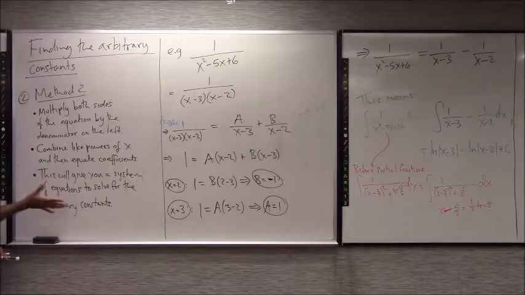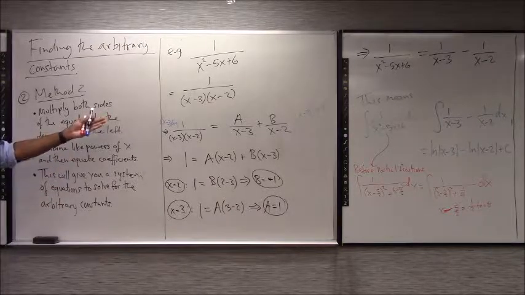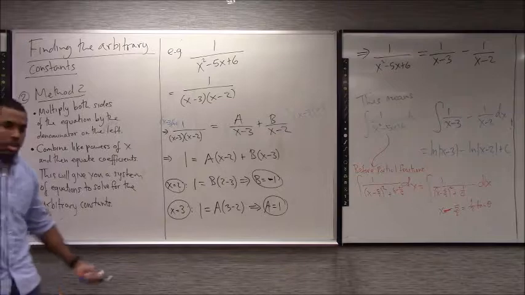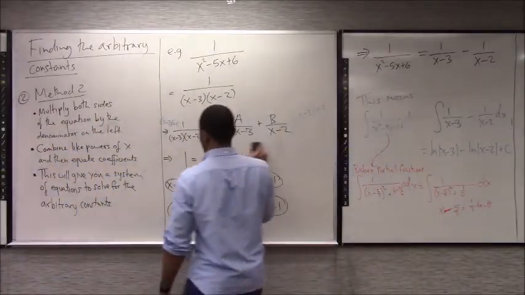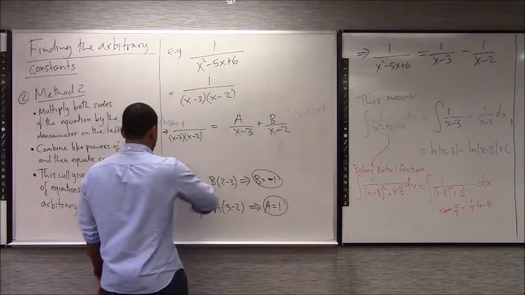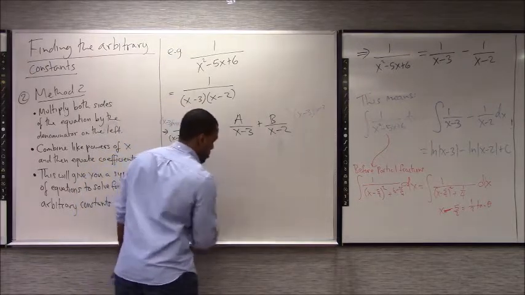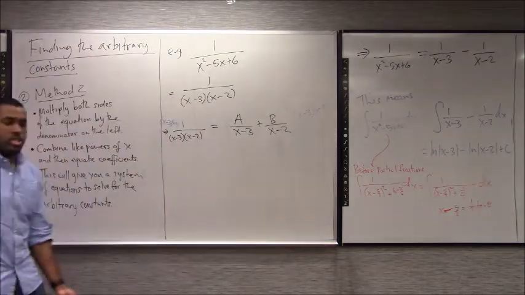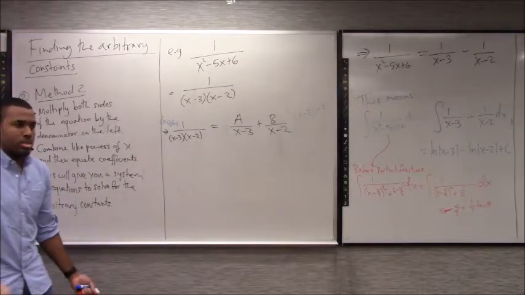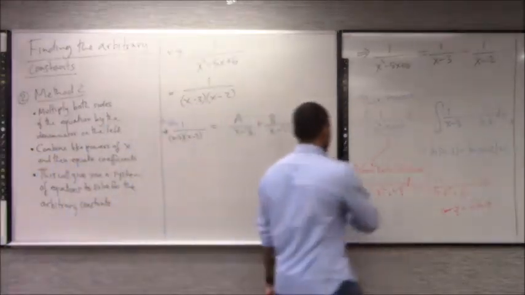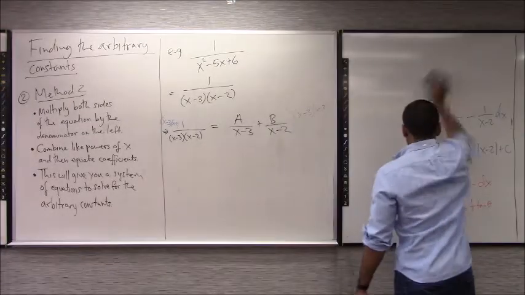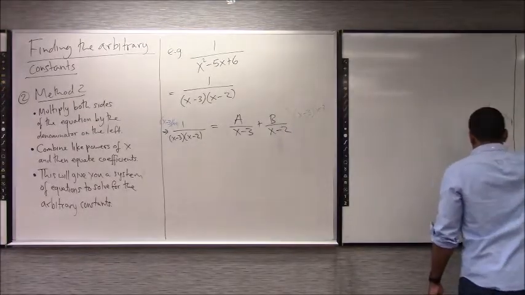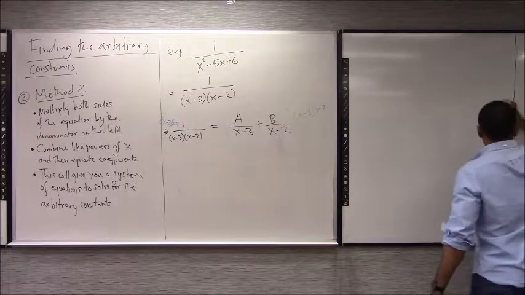So let's actually go through that method with this same example so you can compare and contrast. You might like one method more than the other one, and that's completely fine. You can always do it one way. I find method 1 is easier when it actually applies. It's easier to just solve for one thing at a time. But ultimately, we should get to the same answer. So here's how that would look.